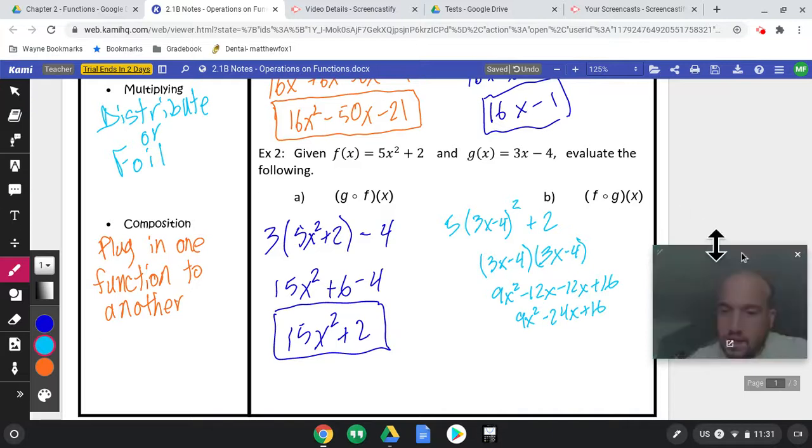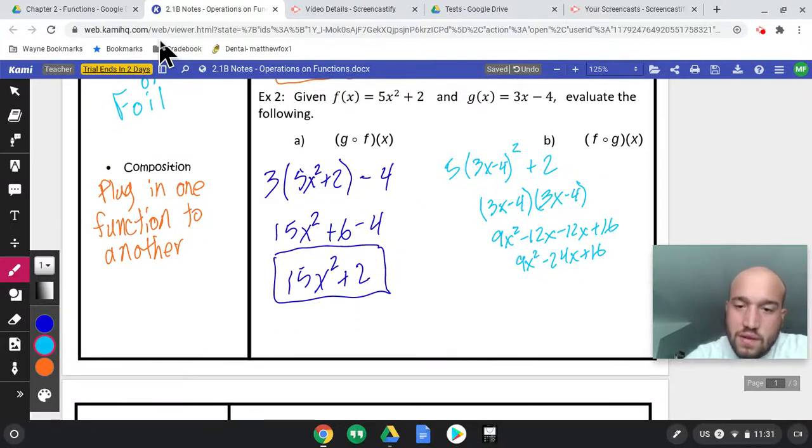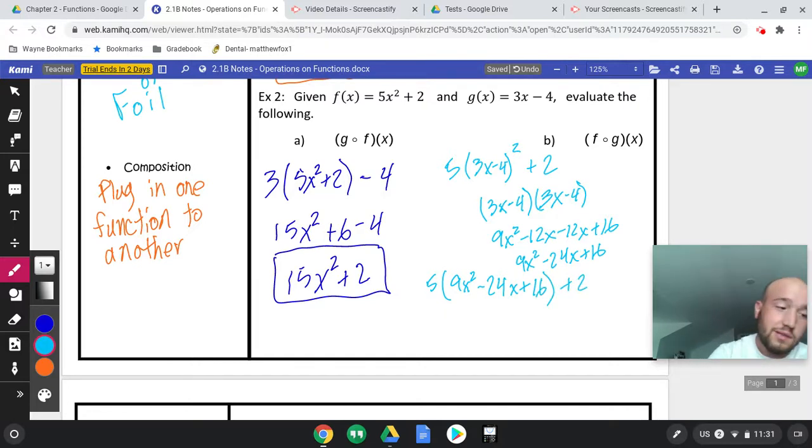So now let's plug that in place up here. So in our case, let me scroll down a little bit. It'll be 5 times all of that. So 9x squared minus 24x plus 16. Don't forget there's a plus 2 at the end. Okay, we're just about done.